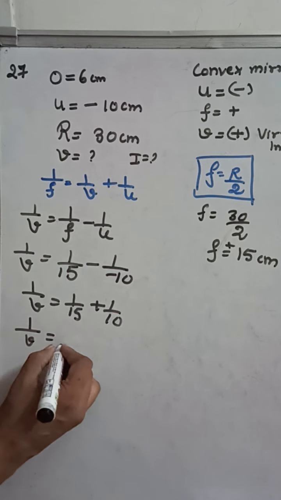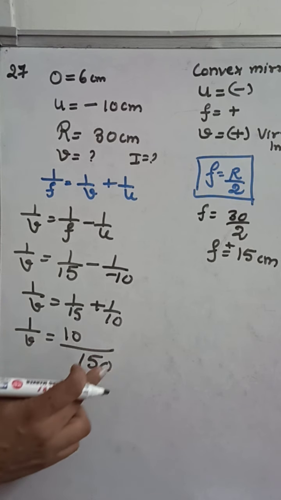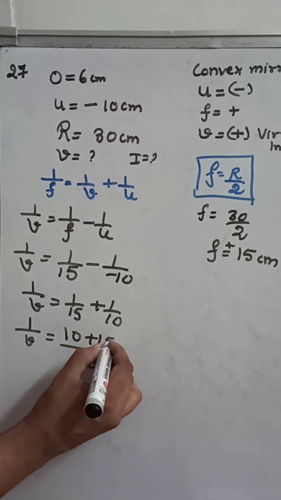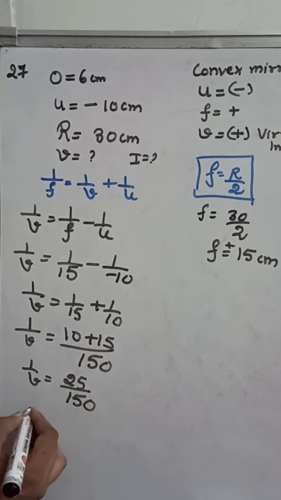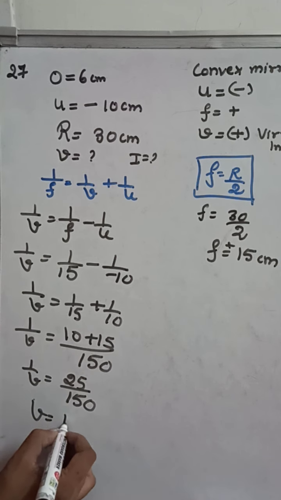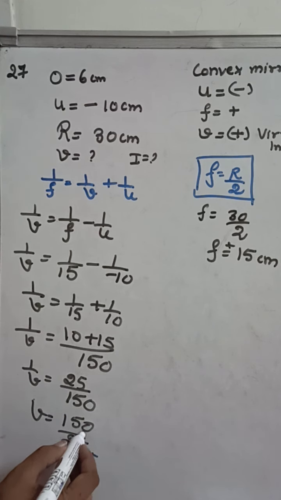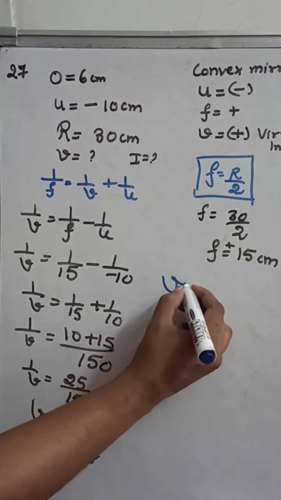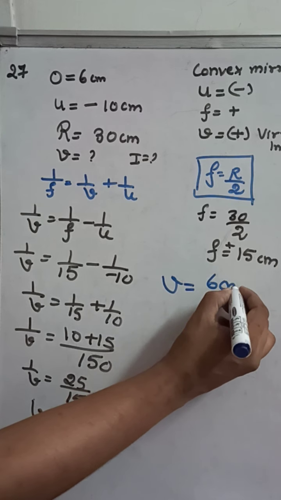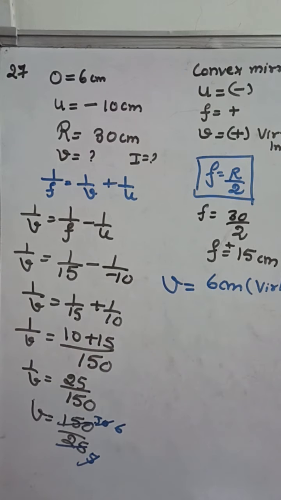Now what you will do? You will take LCM 150. Now when you divide by 15, 10 will come. When you divide by 10, it will come 15. So 1 upon v will be 25 over 150. So v will be equal to 150 over 25. Now on simplification, if you cancel from the table of 5, this will go 5 times 30, 5 times 5. So your image distance is coming out to be 6 centimeter. That means it is virtual. That's why v is coming positive.